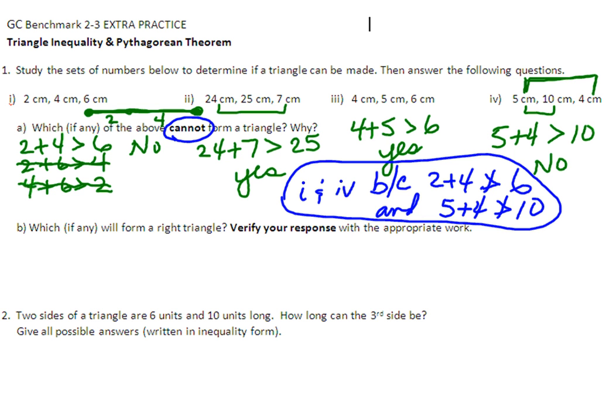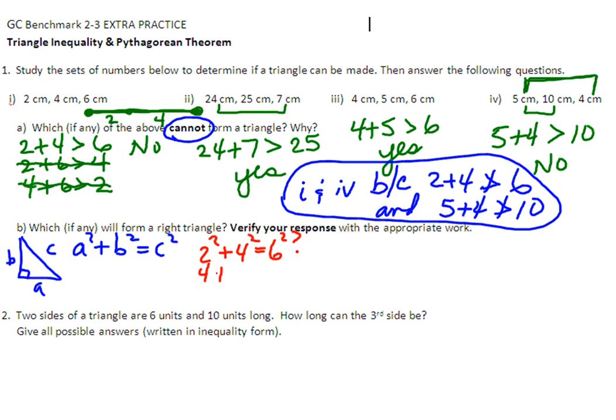B, which if any will form a right triangle, and verify it with the correct work. Well, the right triangle in a Pythagorean theorem here, we have the A and the B, or leg and the leg. So we need the leg squared plus the other leg squared to be equal to the hypotenuse squared. So you simply have to plug in all the values. So 2 squared plus 4 squared, does that equal 6 squared? So 4 plus 16, is that equal to 36? That's a no.